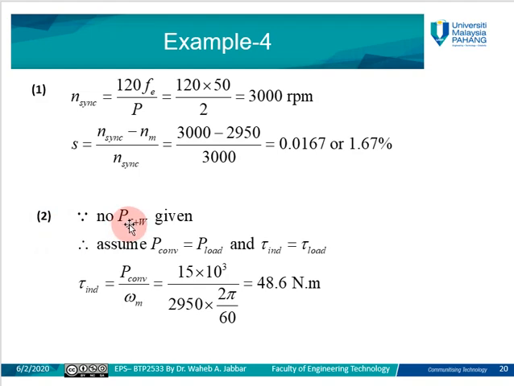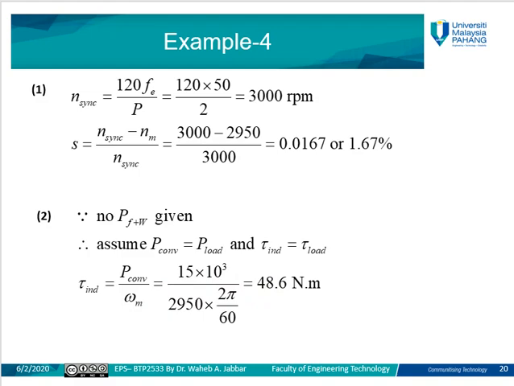Because the frictional loss and windage loss, or the mechanical loss, are not given or are ignored in the question, we assume that P converted is equal to P load, and tau induced equals tau output, or tau load. So tau induced is P converted over omega m. P converted is equal to the P load, or the P output, which is 15 times 10 to the power of 3. We convert it into watts, then divide it by the speed omega m, or the angular speed of the motor, which gives you this 48.6.